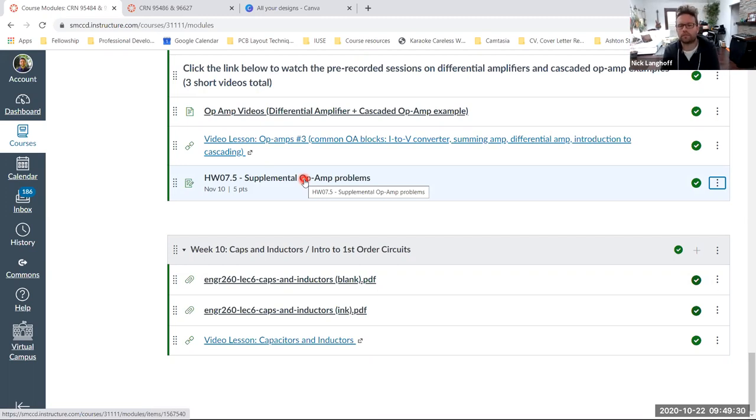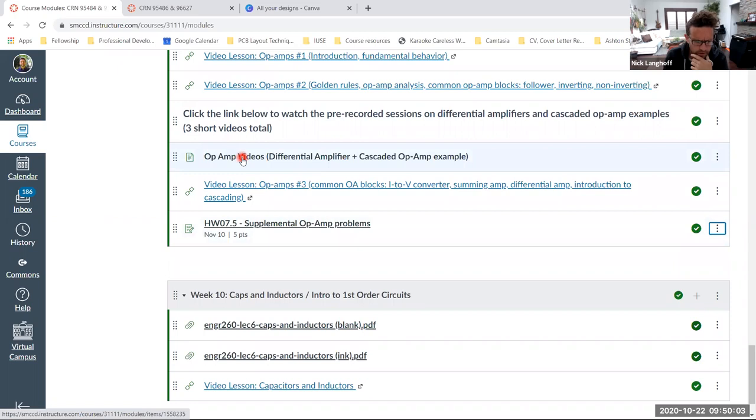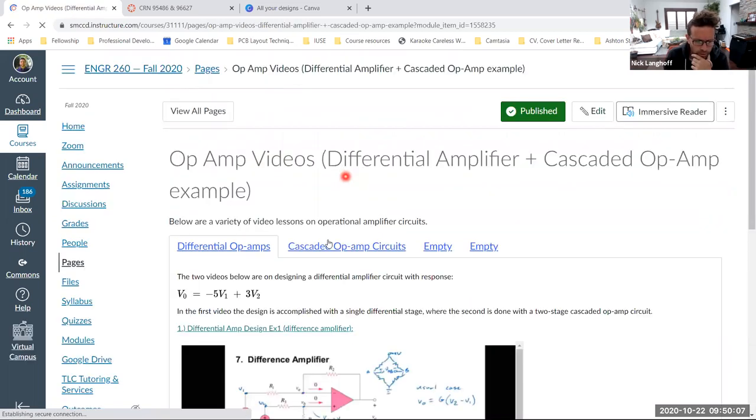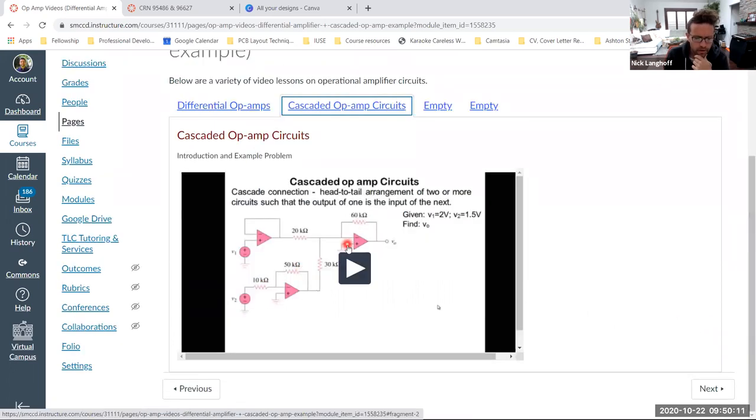Some of the problems, as you'll see, the first few are designed to be warm-up problems. They might look like you're not sure how to start at first, but they are intended to be pretty quick problems. You may recognize that they're common op-amp blocks, and that really simplifies the analysis. Some of the other problems go into cascaded circuits, which you've seen. There's a video posted on Canvas. I directed your attention to it. In fact, here it is. If you click on this link, it'll bring you to an example where you can go to this tab on cascaded op-amp circuits, and you can follow through some example problems there. So please do check that out as you're preparing to do that homework assignment.